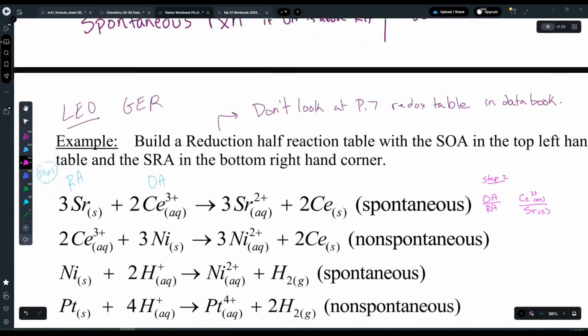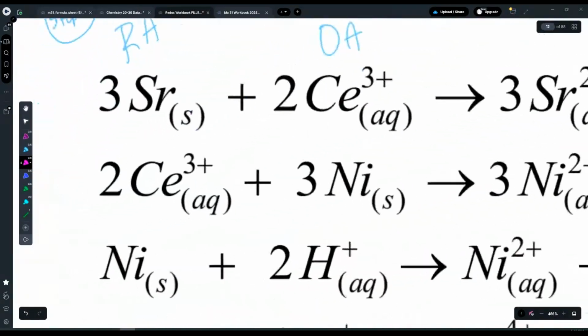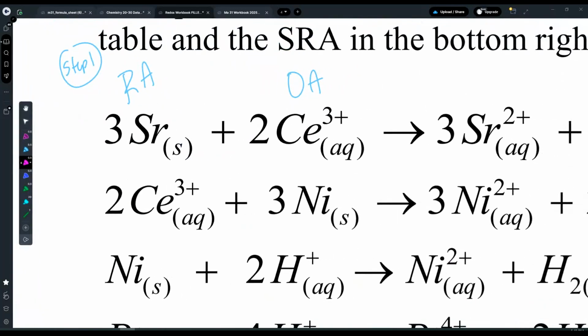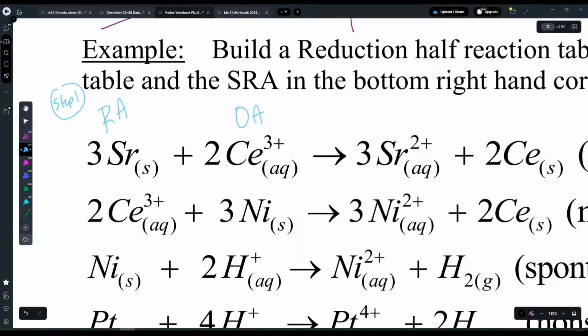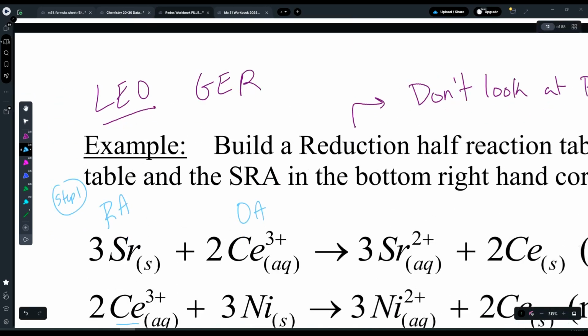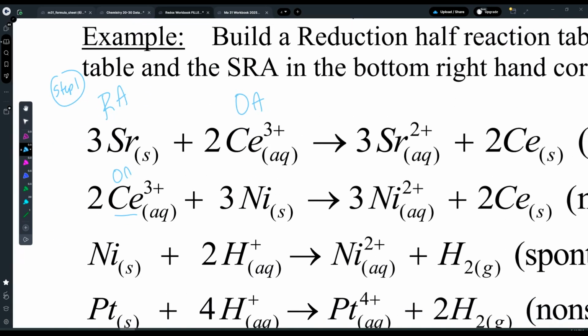So now we keep on going and we're doing the exact same thing. Okay. So we have cerium goes from 3+ to 0. Okay, so that's getting more negative. So it's gaining electrons, which is reduction. So our OA undergoes reduction. That means this has to be our RA.